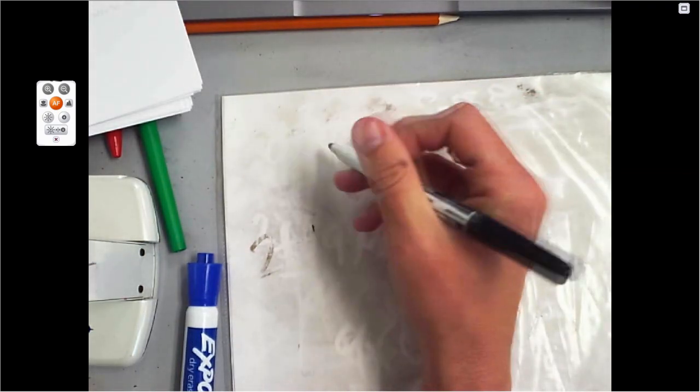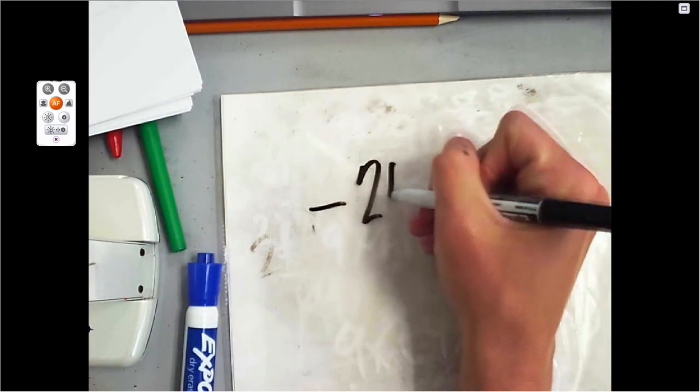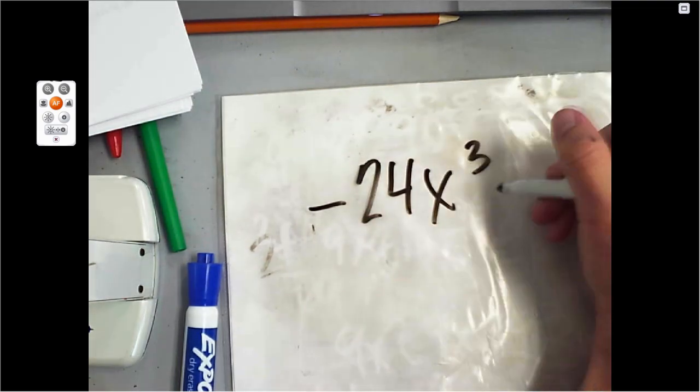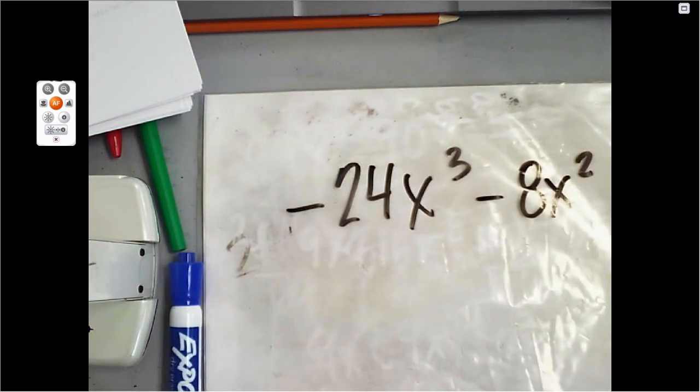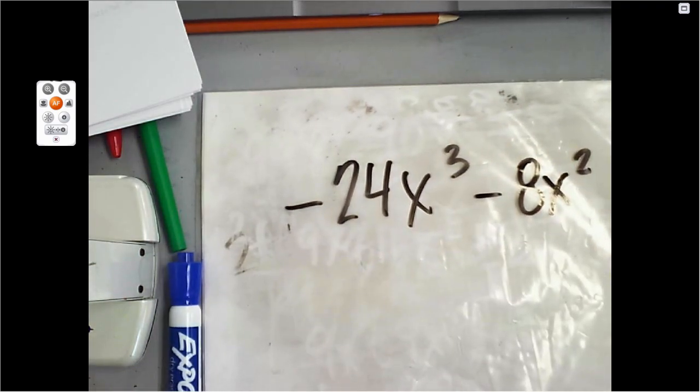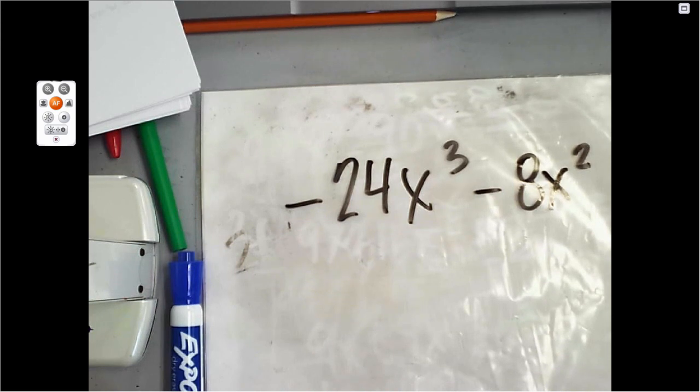Let's do negative 24x^3 minus 8x^2. Well, if I get this problem right, then I'm sponsored by Baker Street. I'm already on that page. I'm not really looking at it. Well, then, do I get the problem right? Yeah, I got it right.